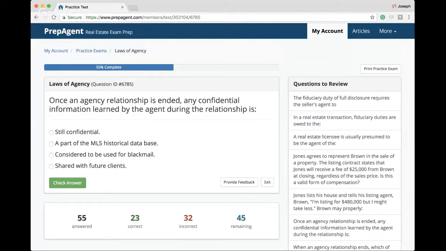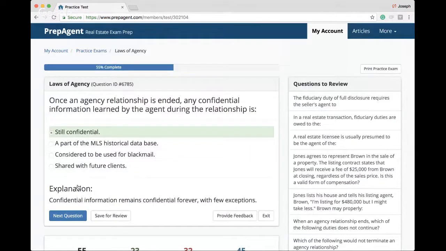Once an agency relationship is ended, any confidential information learned by the agent during the relationship is A, still confidential, B, a part of the MLS historical database, C, considered to be used for blackmail, D, shared with future clients. If any of you circle C, just stop studying and don't bother getting your real estate license. So I'll give you that hint. All right, but luckily none of you guys circled C. Looks like you all went with A. Nice job, guys. It's still confidential. It's always confidential. But remember, it does not necessarily mean you owe them all loyalty.